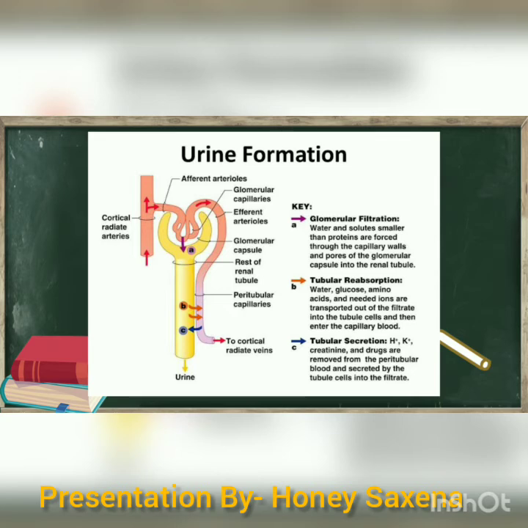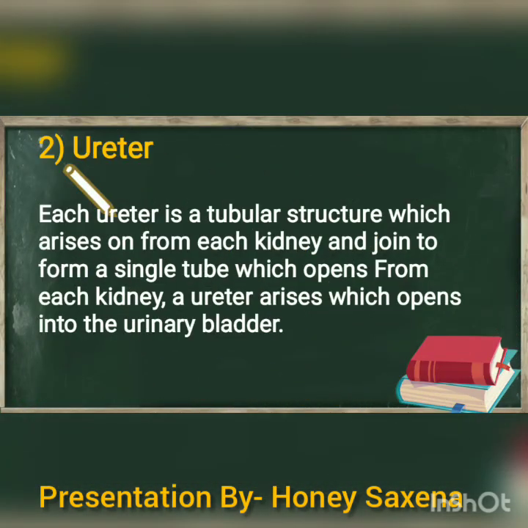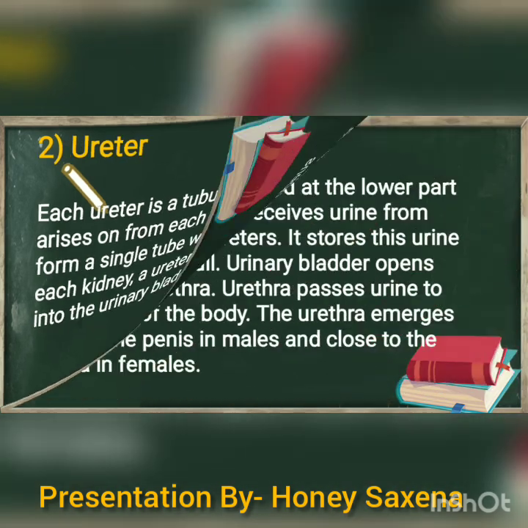So in this way formation of urine takes place, and from there through the collecting duct it is passed into the ureter, that is a tubule-like structure. So each ureter is a tubular structure which arises from each kidney and joins to form a single tube which opens into the urinary bladder. So what happens is, urine passes through the ureter and goes into the urinary bladder.